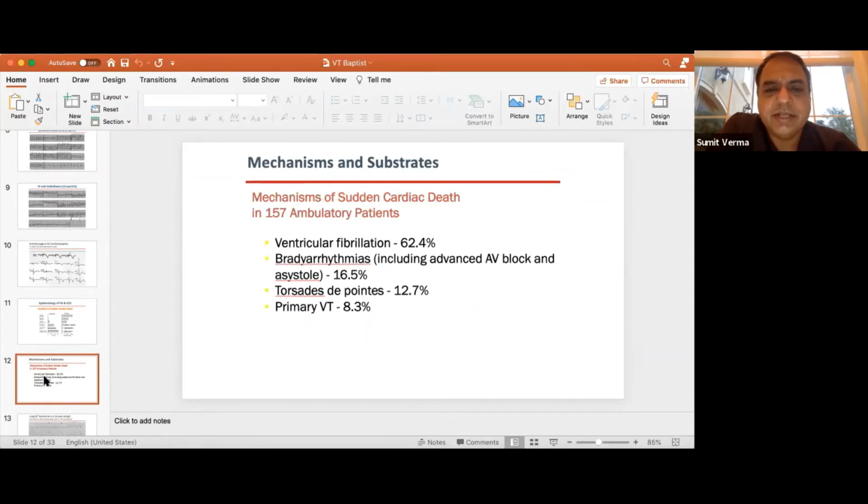So when sudden death does occur, most of the time it's ventricular fibrillation, but always remember that bradyarrhythmias are part of the sudden death syndrome also. People have sudden heart block, they can have torsade, they can have primary VT. And this is important to know because when we're advising somebody to have a life vest placed, the life vest is very good for the ventricular fibrillation events, but it does nothing for the bradycardia when somebody has asystole.